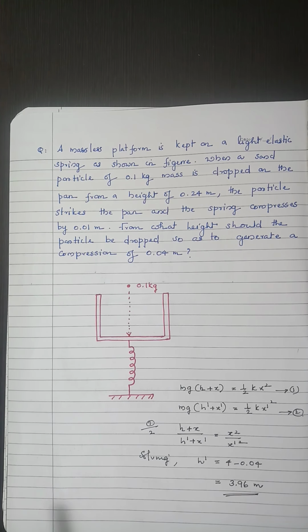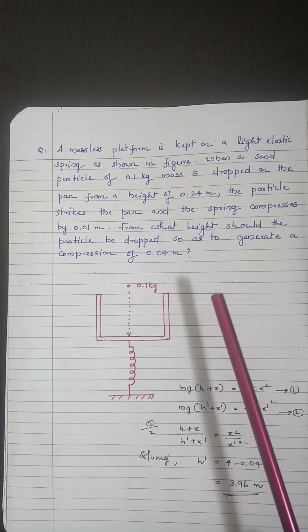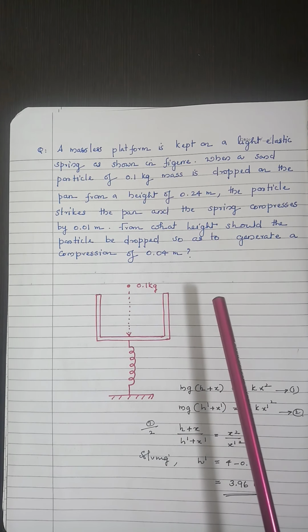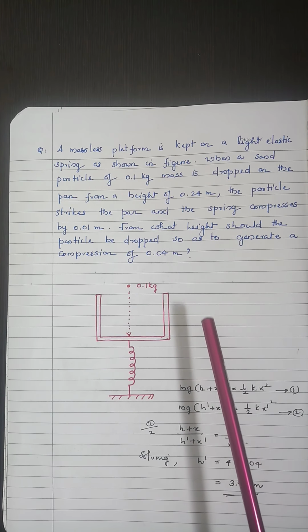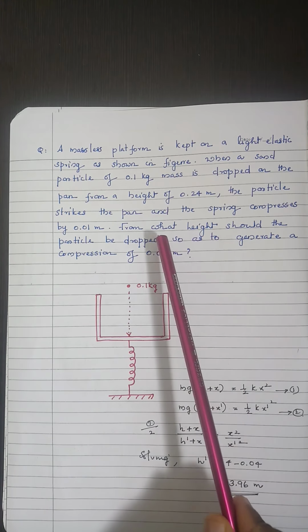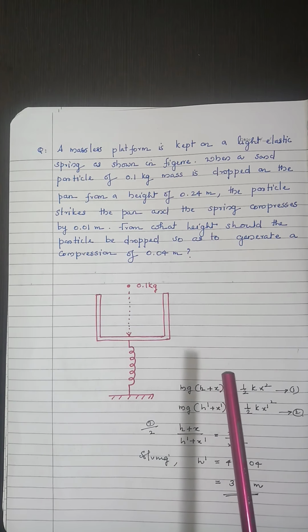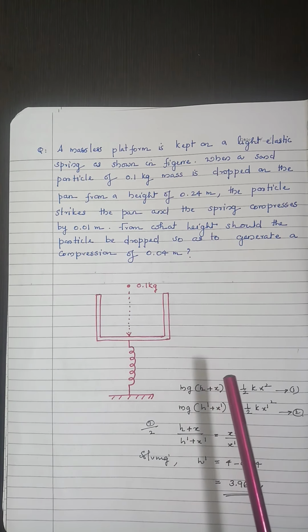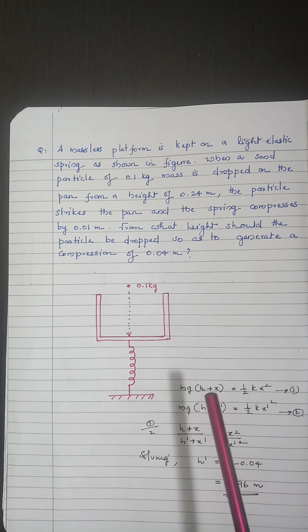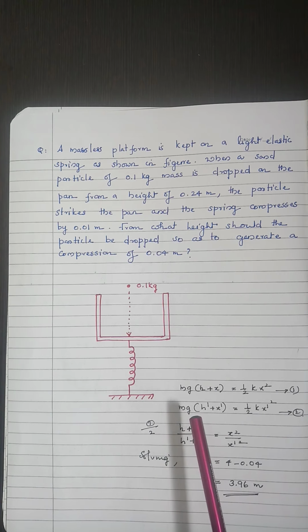The last question, a good aspect. A massless platform is kept on a light elastic spring. When a sand particle of 0.21 kilogram mass is dropped on the pan from a height of 0.24 meter, the particle strikes the pan and the spring compresses by 0.01 meter. From what height should the particle be dropped so as to generate a compression of 0.04 meter?